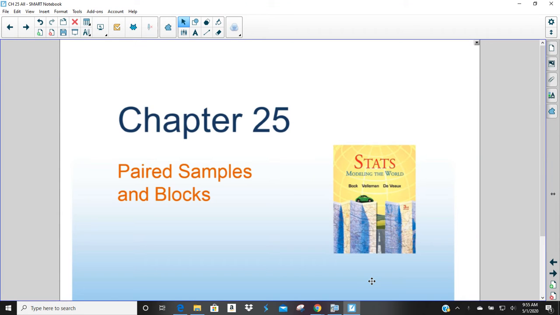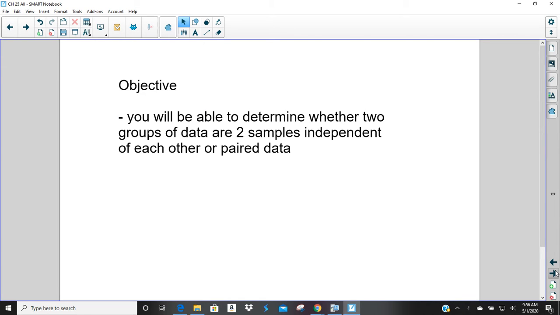Everybody, we are now in the final chapter, chapter 25 today, of the book that we're going to be doing this year for the AP. So we're going to run through this today because it is a lot of things we already know, but we're going to be talking about paired data. You're going to be able to determine whether two groups of data are independent of each other or paired. And this independence thing, we're finally going to see for the first time that we're not going to have something independent, but rather paired, and that's okay.